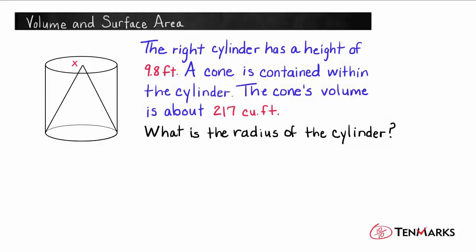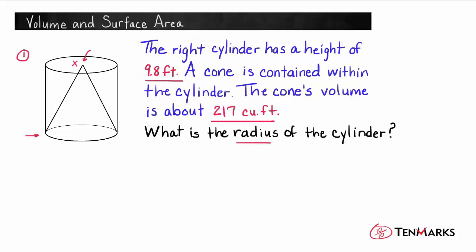In this lesson, you'll learn about volume and surface area. For this first problem, we have a cone inside of a cylinder. They are sharing the same base, and the vertex and the top of the cone are on the same plane. The right cylinder has a height of 9.8 feet, and the cone inside the cylinder has a volume of 217 cubic feet. The question is, what is the radius of the cylinder?